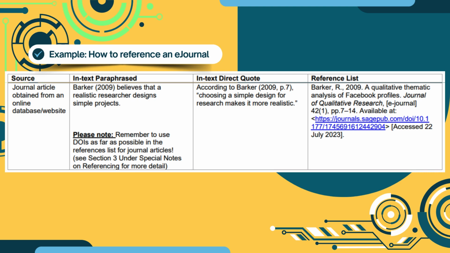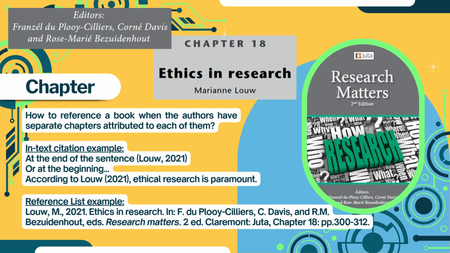The next example we are going to go through is how to reference a book when the authors have separate chapters attributed to each of them. The in-text citation will show the name of the chapter author. Next, ensure that the reference list entry matches the in-text citation by having the chapter author's surname at the beginning. The reference list entry will now follow the same structure as you would for a normal book. However, the additional details of chapter number and page range will be added at the end.